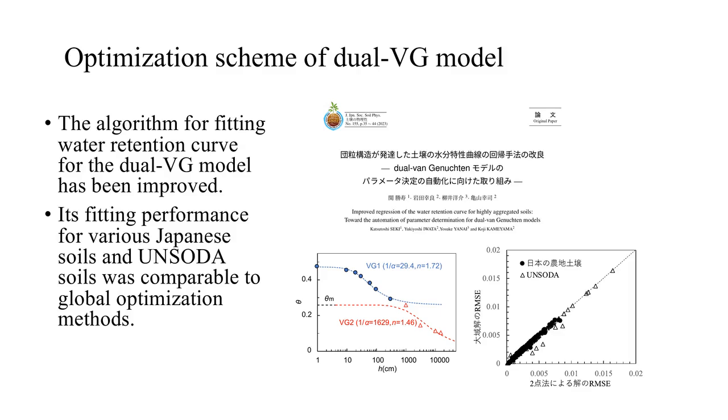Finally, I'd like to briefly introduce my work on the optimization of the dual VG model, which I published in a Japanese journal. The algorithm for fitting water retention curves for the dual VG model has been improved. I demonstrated that its fitting performance for various Japanese soils and UNSODA soils was comparable to that of global optimization methods. This figure on the right compares the fitting performance of our method with that of the global optimization method. This algorithm is already implemented in the programs I introduced in the previous slides, so you can easily use it with my software.